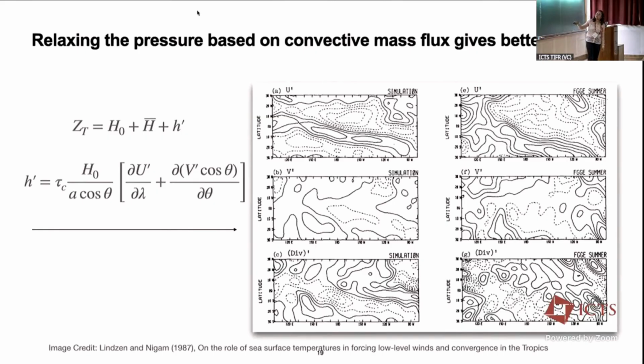the left side is the simulation, and the right side is the observed values of zonal, meridional, and the divergence. And they see that they're able to replicate what is happening in reality with this model.